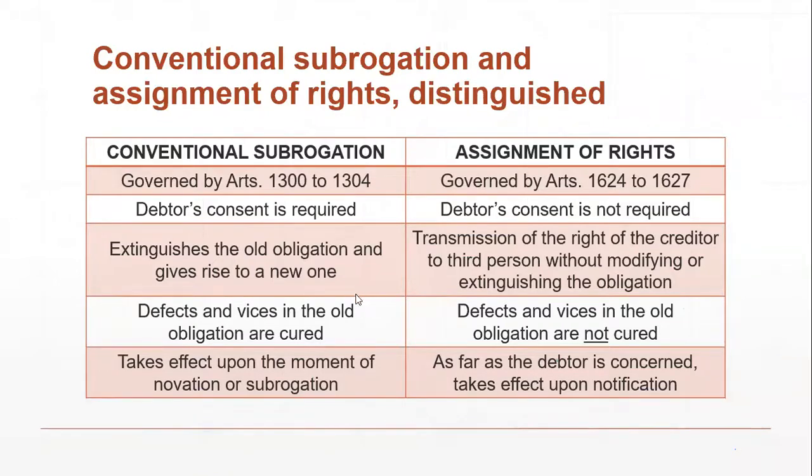obligation is extinguished and replaced with a new one. In assignment of rights, if there are any defects and vices in the old obligation, they are not cured because there is no replacement or novation of the obligation here. It is the same old obligation. In conventional subrogation, this takes effect upon the moment of novation or subrogation. In assignment of rights, walang novation, and therefore, it will take effect upon notification. As far as the debtor is concerned, the debtor has to be notified. Kasi if the debtor is not notified, then the debtor can still pay the old creditor.